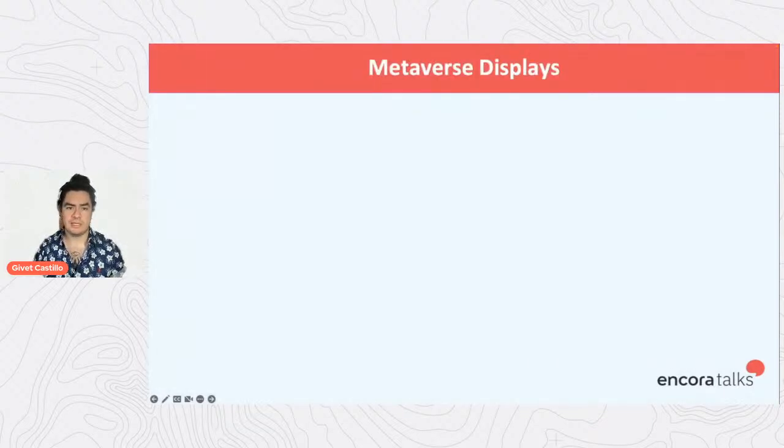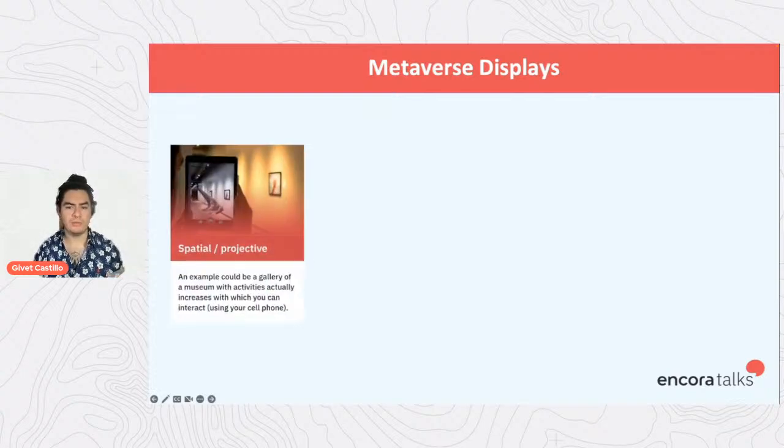We will say displays, not just devices, because all those displays work together or have different types of devices working together. Closer to the real environment, with a little augmentation, we find displays called tangible interactive displays, or projective displays. We can find tablets and smartphones producing augmented reality content. An example could be a museum gallery with activities you can interact with using your phone. That's augmented reality content.